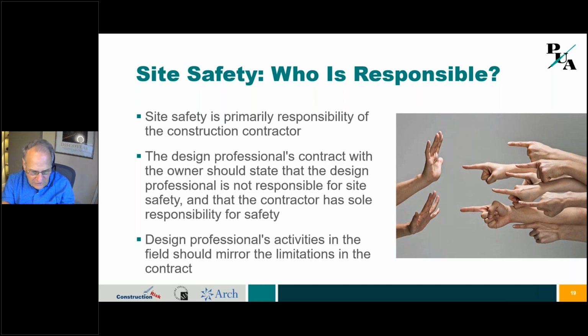And the design professional's activities in the field need to mirror what you say in your contract. So if your contract says we're not responsible for site safety, you don't want to get out in the field and then see something going on and start telling the contractor, that's not safe, I want you to do it this way, because now you violated the terms of your contract. And the court says, well, if you are telling the contractor what to do, even though your contract said you couldn't, then you've impliedly taken on that liability. You've taken on that risk. And there are cases where the courts have imposed liability. Next.